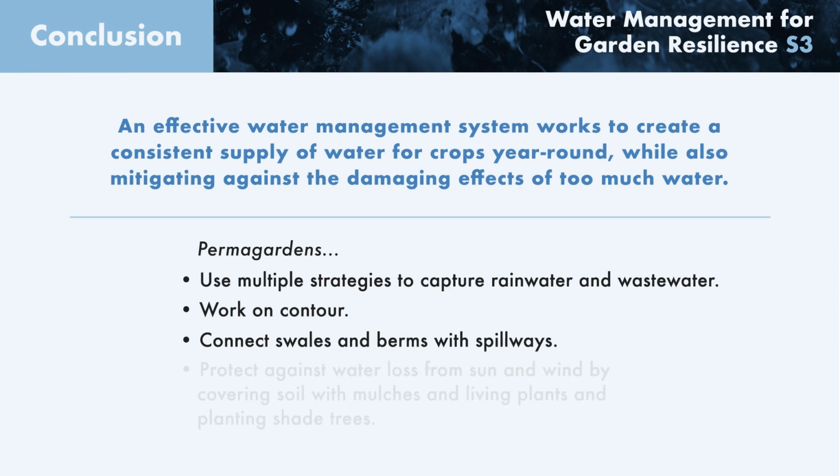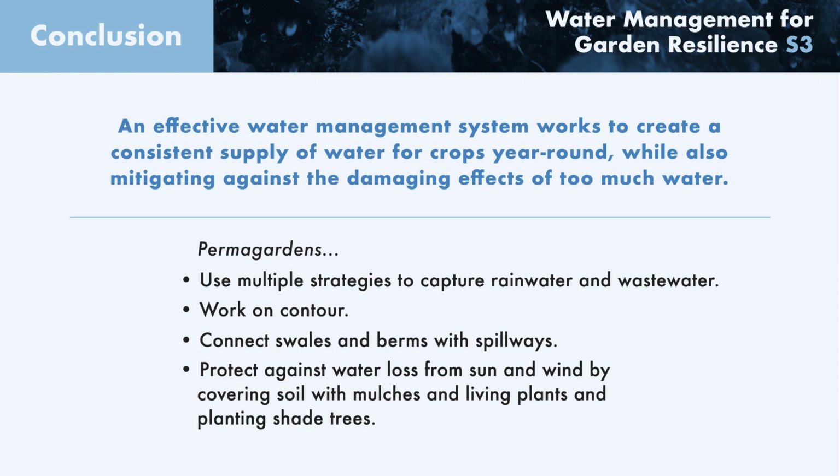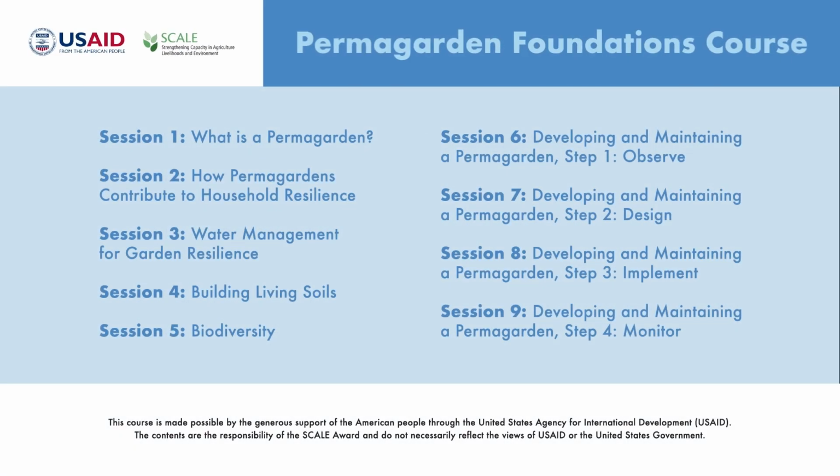And finally, they protect against water loss from sun and wind by covering soil with mulches and leaving plants and planting shade trees. That completes the learning for Session 3, Water Management for Garden Resilience.